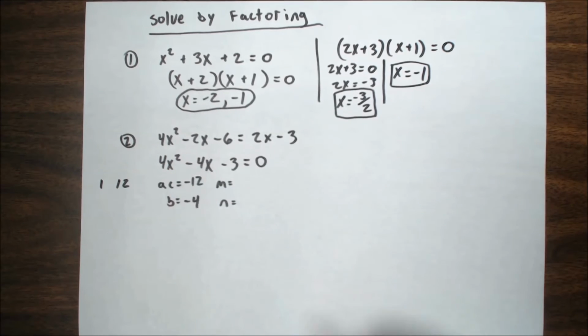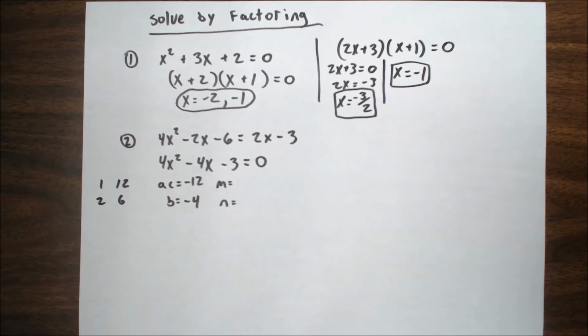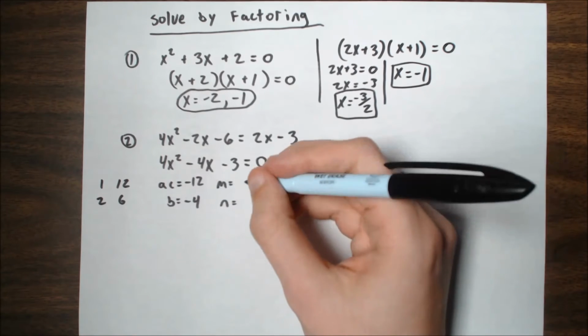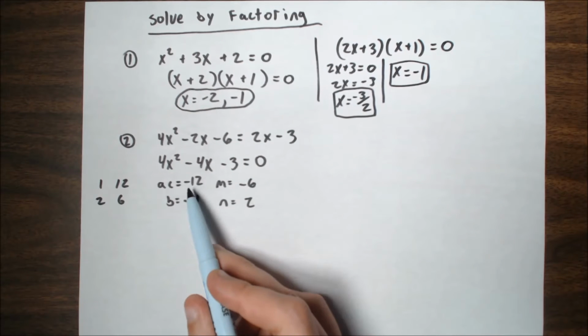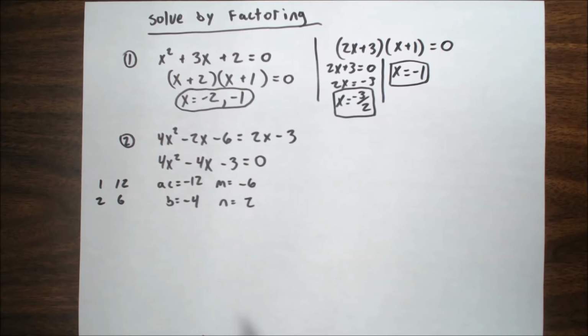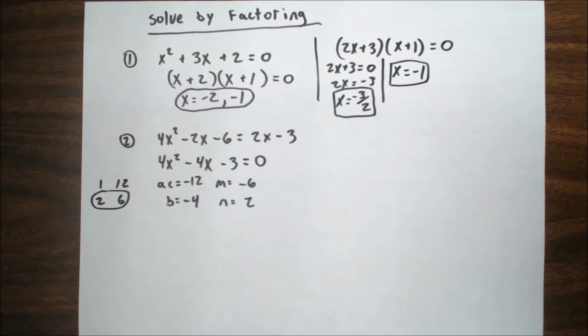1 and 12, that can't make a 4. 2 and 6, that could make a 4. And if the 6 were negative, so if I had a negative 6 and a positive 2, those would multiply to make negative 12, and they would add up to make negative 4. So that seems to work. We just had to get the signs right.